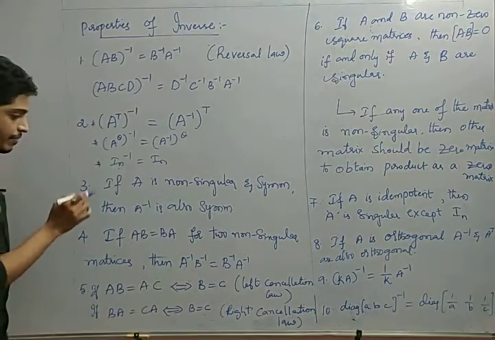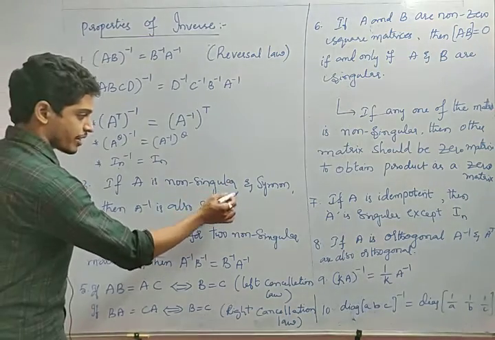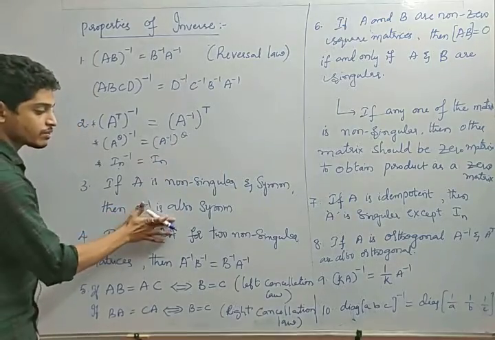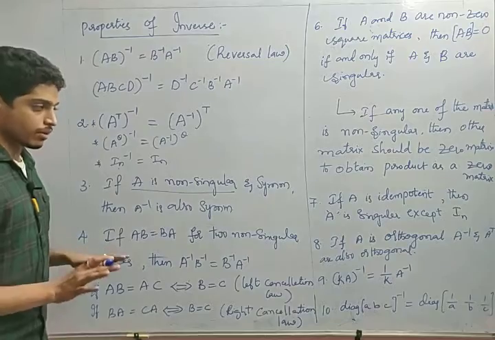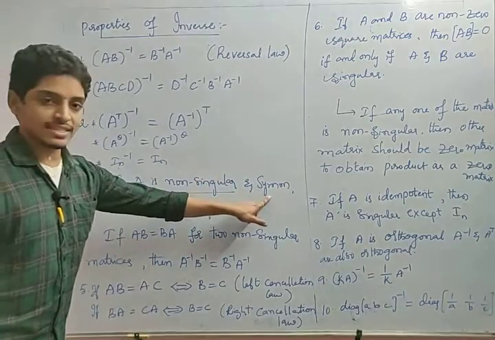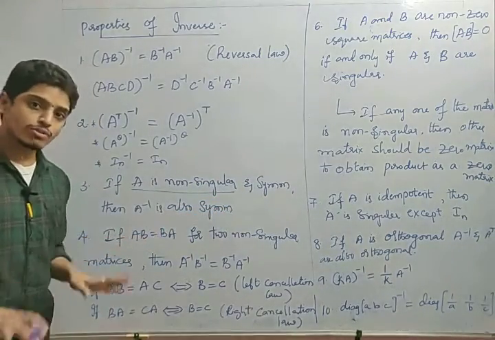Look at the third one. If A is non-singular and symmetric, then A inverse is also symmetric. First, friends, A is non-singular. That means it is invertible. Okay. If that matrix is symmetric, A inverse will also be symmetric.